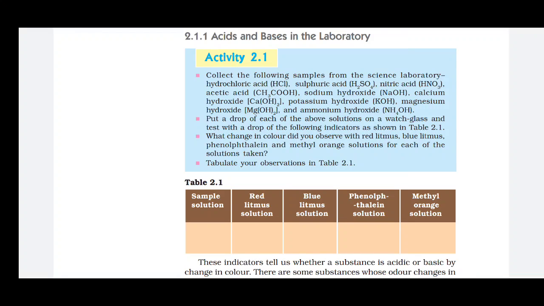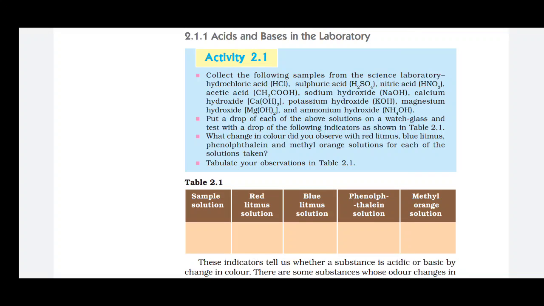You have to take a red litmus paper solution. You have to take a blue litmus solution. You need a phenolphthalein indicator, that is phenolphthalein solution that is transparent in color, and methyl orange solution. Okay, now we have to put all these indicators in the substances or the solutions, acids or bases that is mentioned above. Then we have to check how does it change its color.